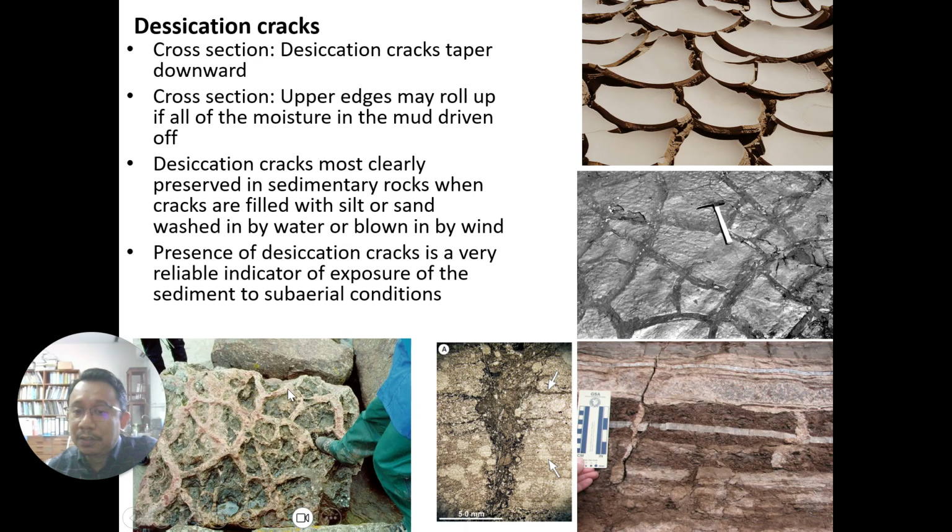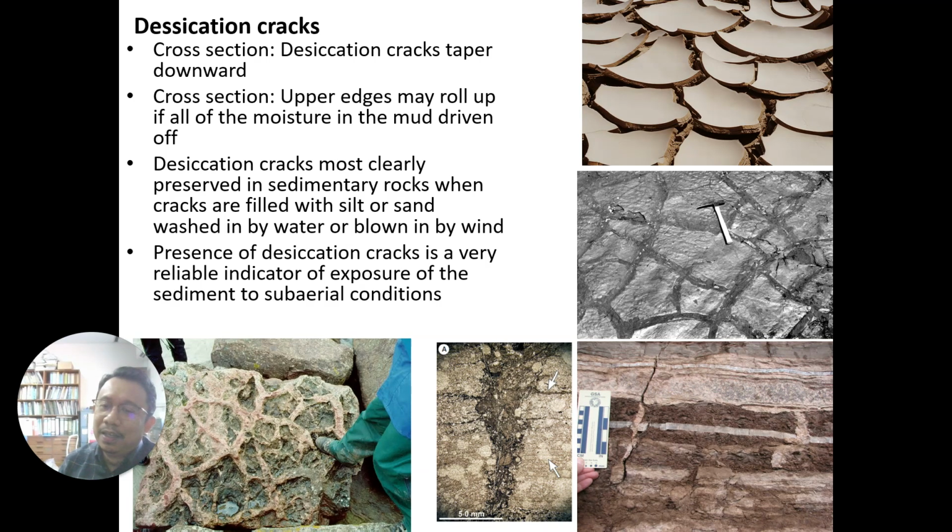So notice what happens. The cracks are no longer empty. They have been filled in by overlying sandstone, right? So you get these kinds of casts of the original desiccation cracks. In cross section also, the upper edges may roll up if all the moisture in the mud is driven off. Desiccation cracks are most clearly preserved in sedimentary rocks when cracks are filled with silt or sand, washed in by water or blown in by wind. The presence of desiccation cracks is a very reliable indicator of exposure of the sediment to subaerial conditions.